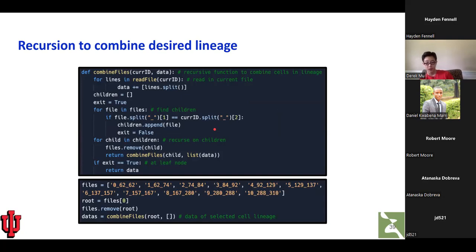So you know that it corresponds to the cell lineage. Next, we repurposed our recursive function to combine the desired lineage. So a variable named files is initialized with a list of all the cells in one lineage. And the recursive function now only considers cells in one lineage that are in this list. So this files has one lineage. And now when finding children, it only considers files in this lineage. And this lineage can be replaced with any other lineage from the example I showed in the previous slide.